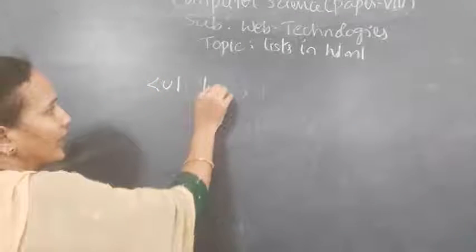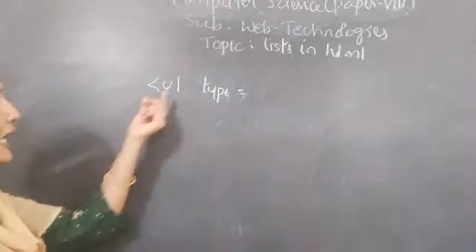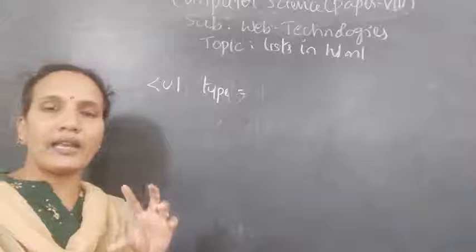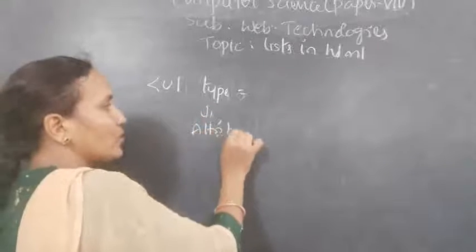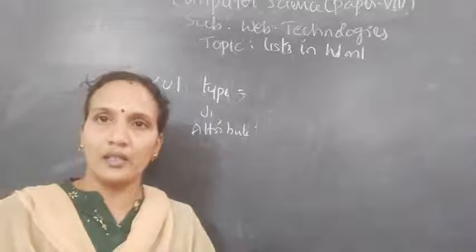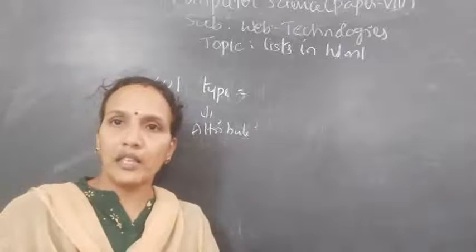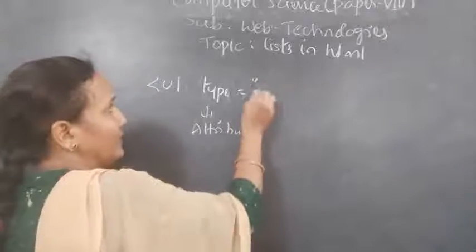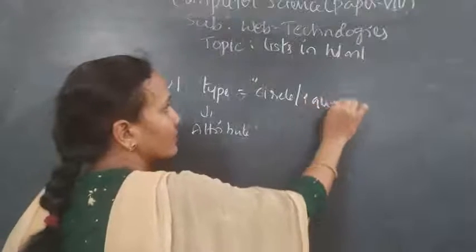UL, type attribute. So in the opening tag only we'll give it. Unordered list, it's the opening tag. Type, this is called an attribute. What is the use of this attribute? This attribute is used to change the default bullet. As already explained, the default bullet for this is a disk. If you want to give a circle, then give the circle, or you can give the square.